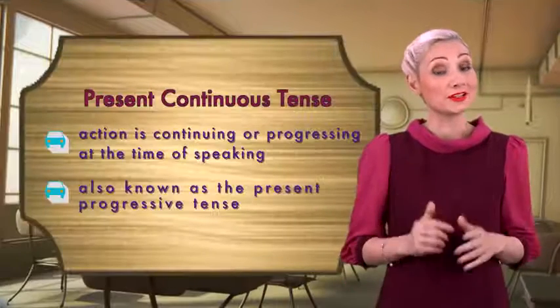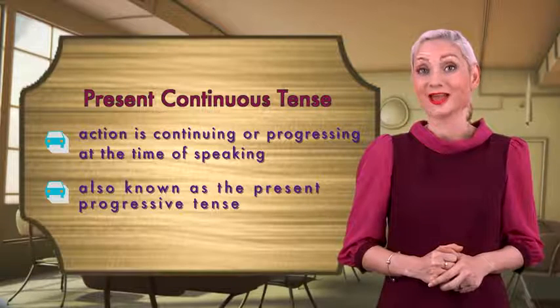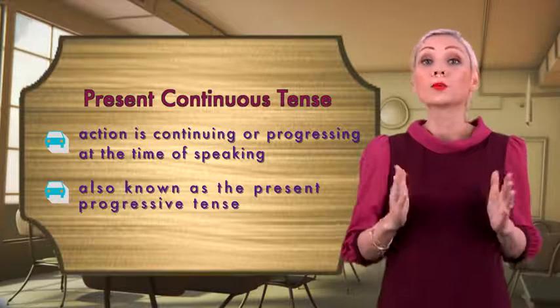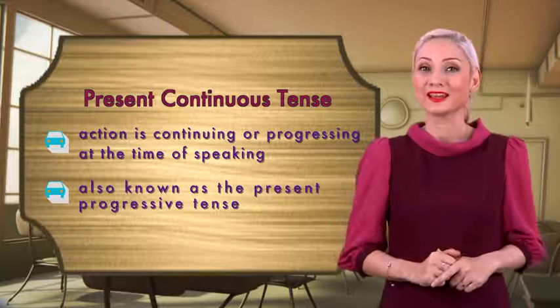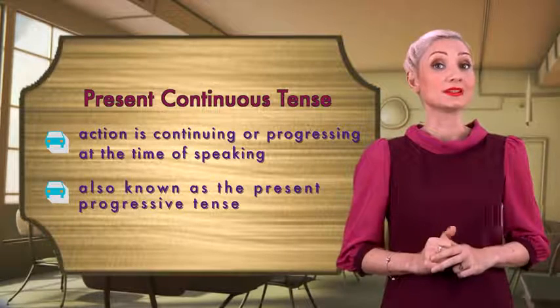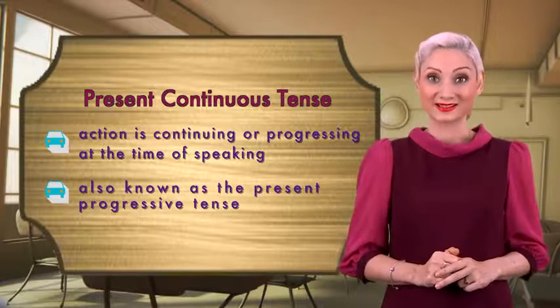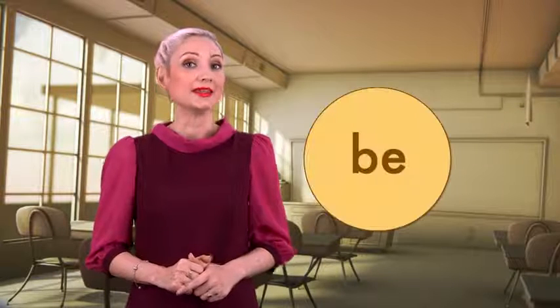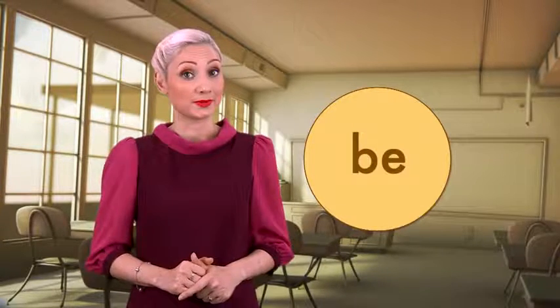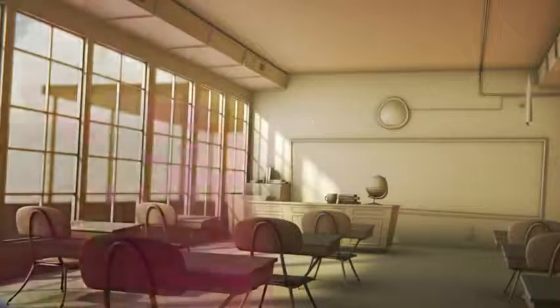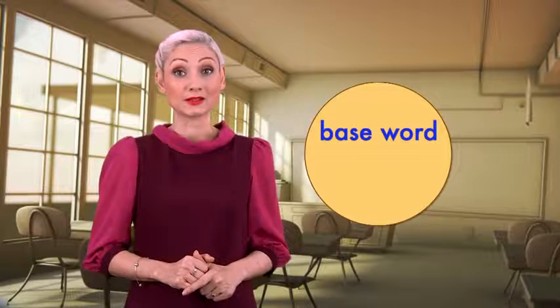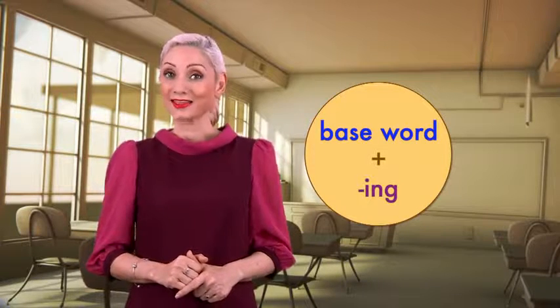The present continuous tense shows us that an action is continuing or progressing at the time of speaking. The present continuous tense is also known as the present progressive tense. To construct a sentence in the present continuous tense, the verb be is used with the present participle of the main verb. Do you know that the form of the present participle is the base word plus -ing?